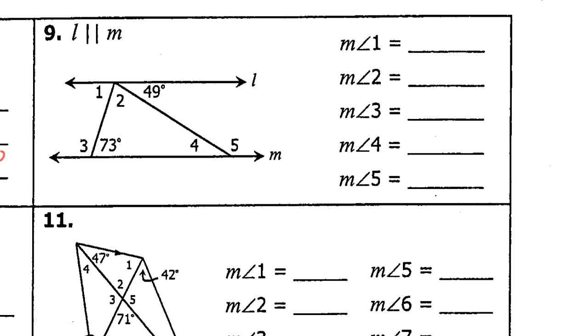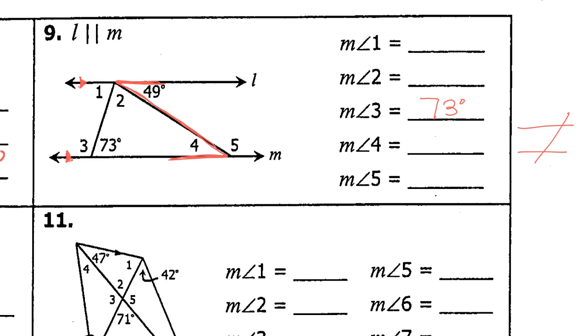Number 9 says that line L is parallel to line M. If two lines are parallel, then I have a transversal that can cut through them. We've already covered transversals, and I remember showing you the shortcut. Whenever you have two parallel lines, you can always form a Z. Those angles that are opposite to each other in that Z are exactly the same. Therefore, angle 1 is also 73 degrees.